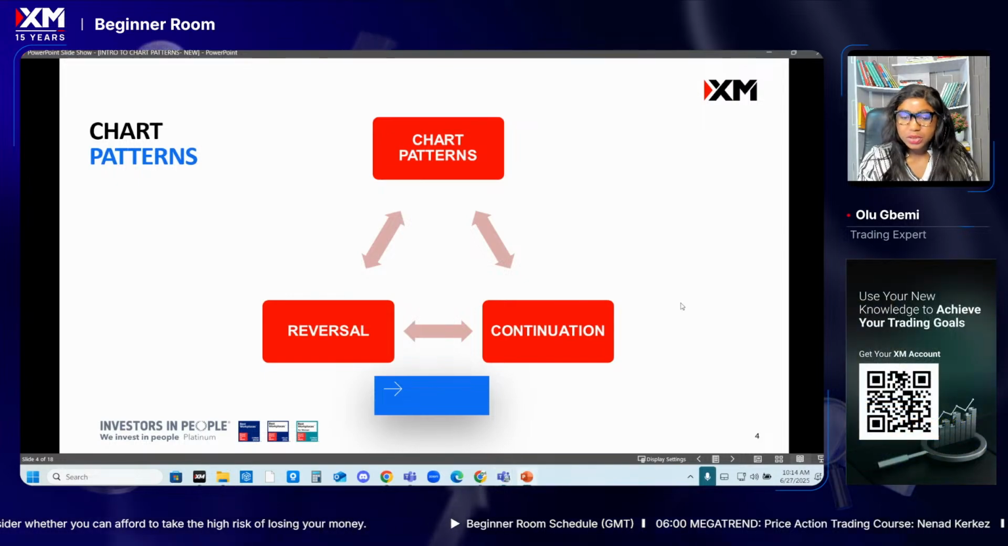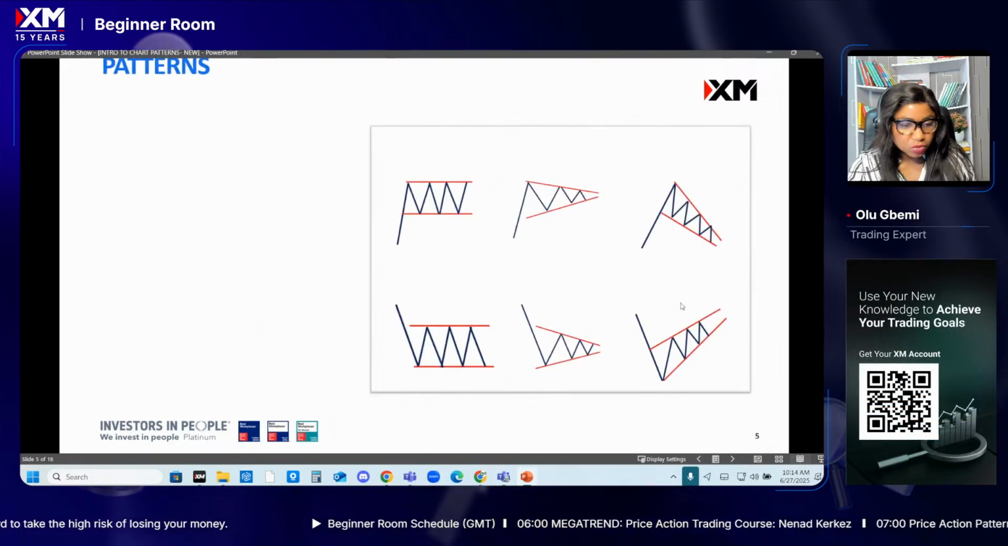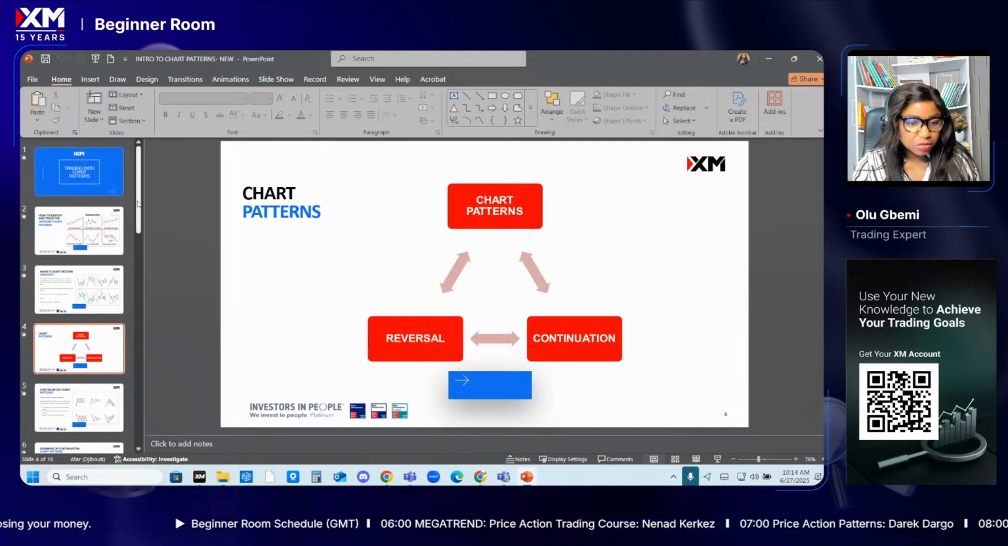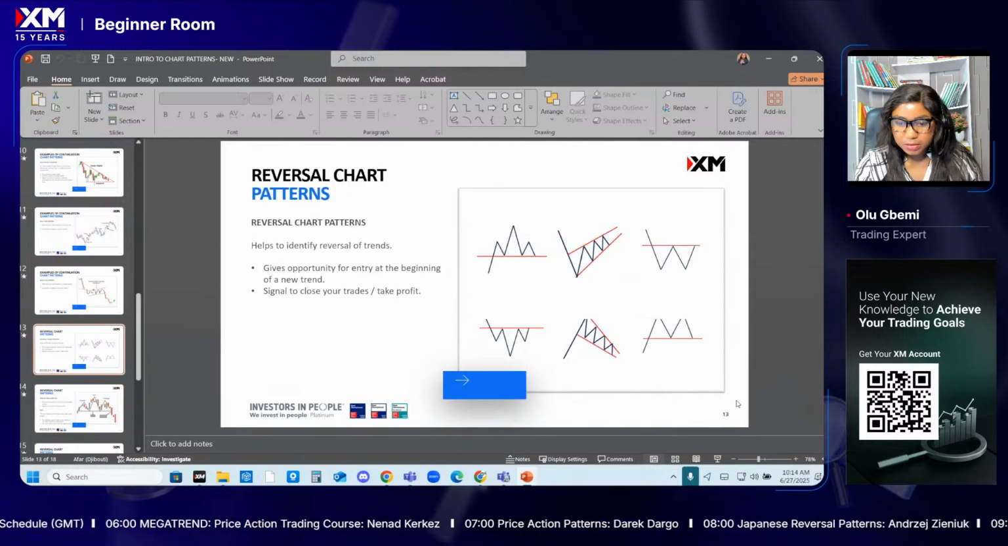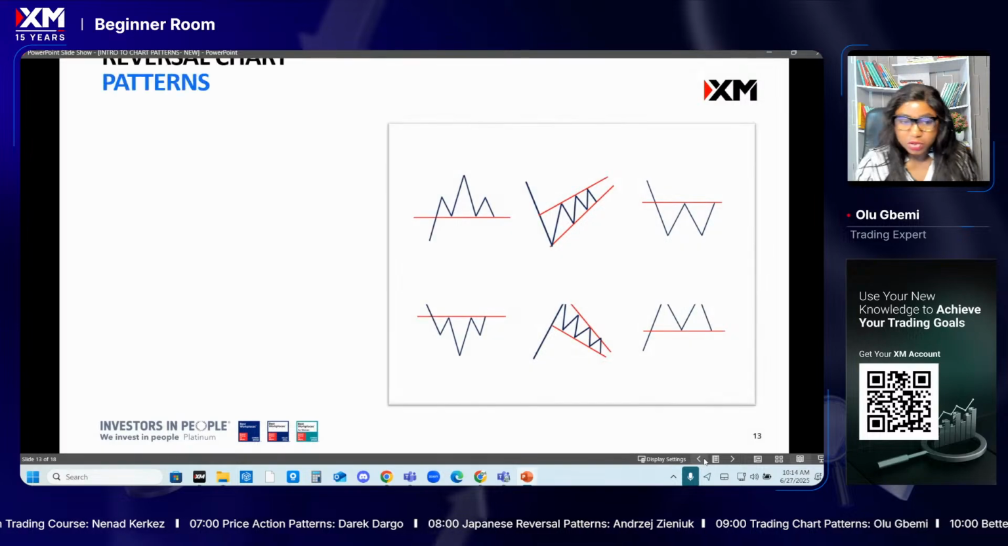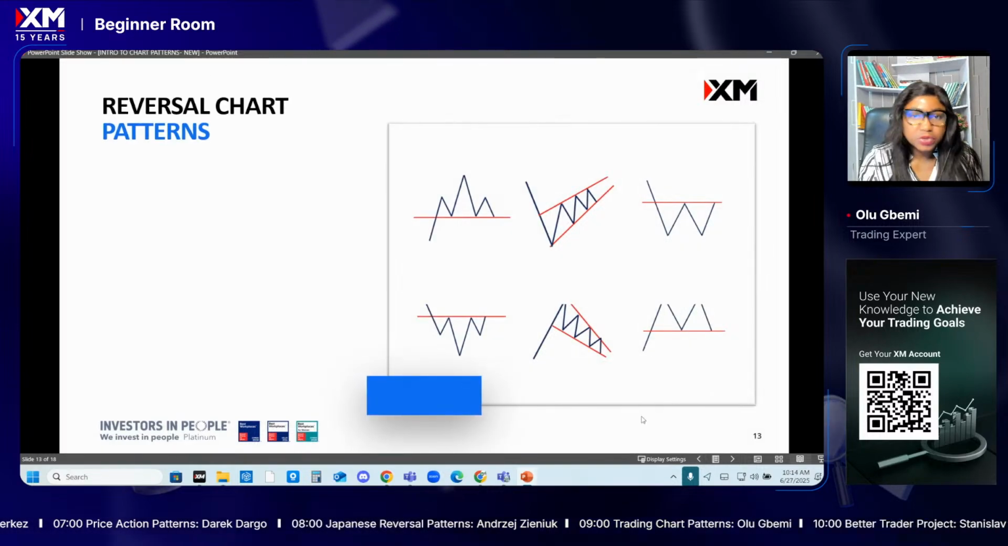So I'm going to take it to reversal patterns, since we started with reversal patterns. And some of these reversal patterns are head and shoulders. We have double top and double bottom, triple top, triple bottom.